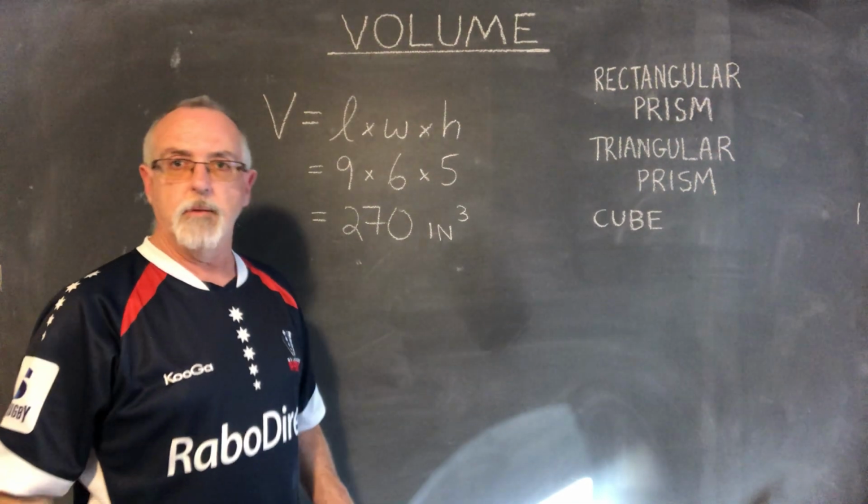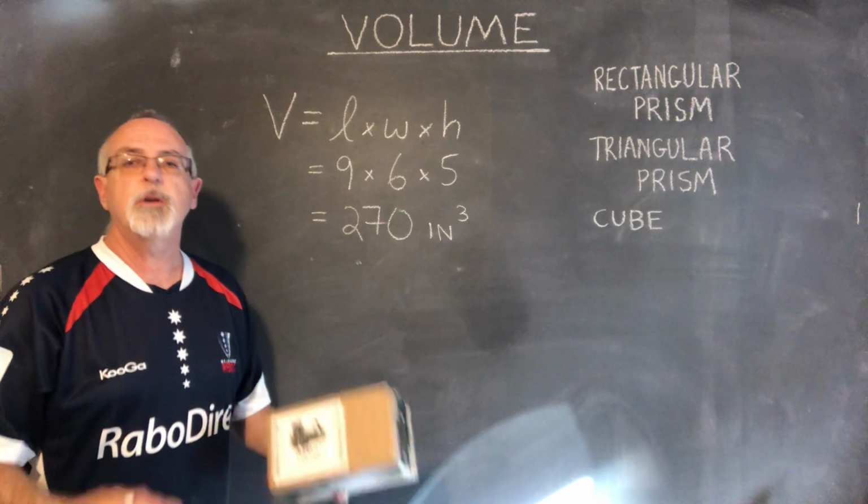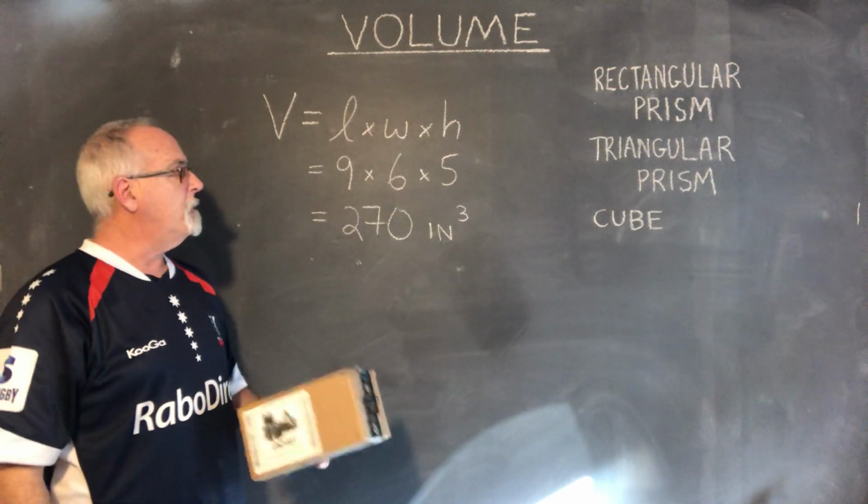Because, as you know, 3 times 4 is equal to 12, but 4 times 3 is also equal to 12. It doesn't matter which one you put first when you are multiplying. So 9 times 6 times 5 is equal to 5 times 6 times 9 is equal to 5 times 9 times 6.